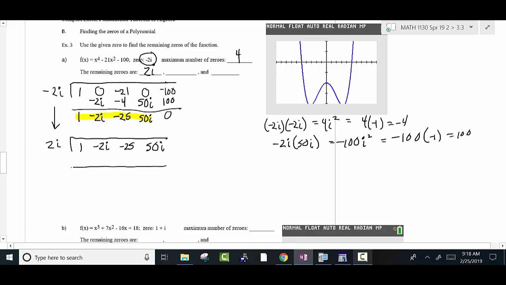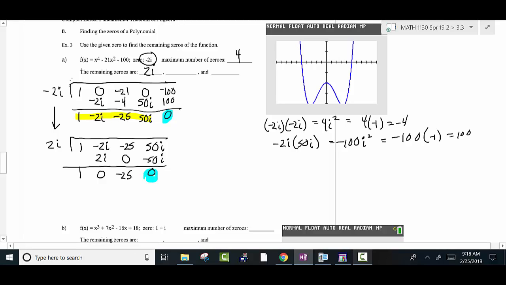So what we have to do now is we have to synthetically divide again. Okay, so we bring down the 1. 2i times 1 is 2i. That crosses out, makes 0, which is great. 2i times 0 is 0. Add the column, that's negative 25. Multiply, you would get negative 50i. So you have a remainder of 0. See, that's what we expected to happen on those. Okay, but you have to carry out the details to get down to this point here.